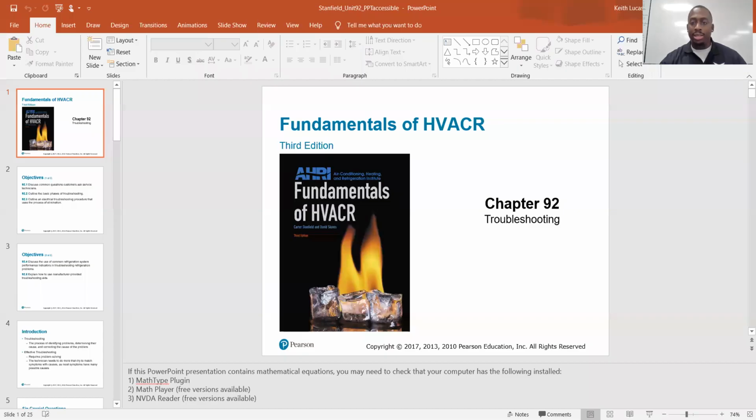So we're going to go into Unit 92. This is for my 170, my advanced students. This is the good stuff. This is the troubleshooting module or the troubleshooting chapters.